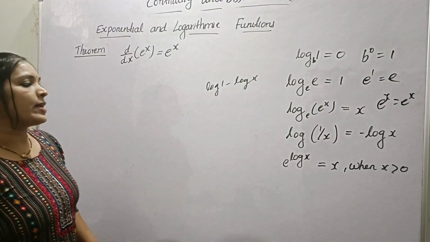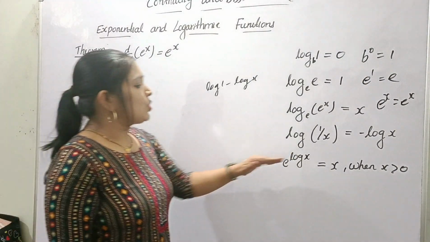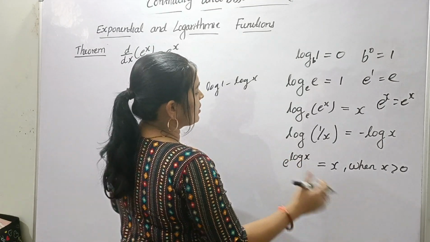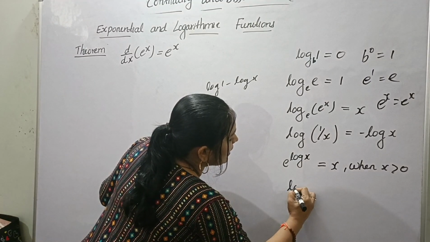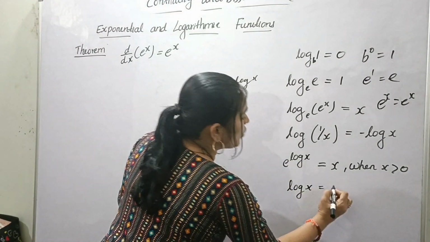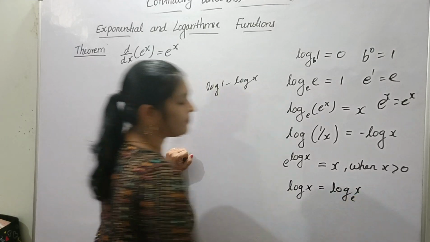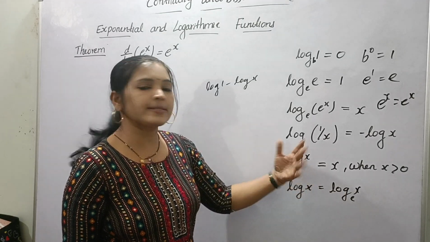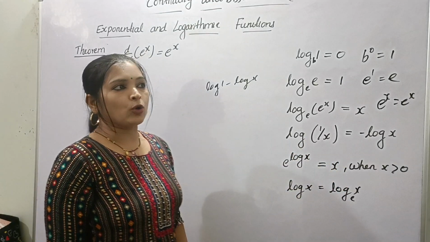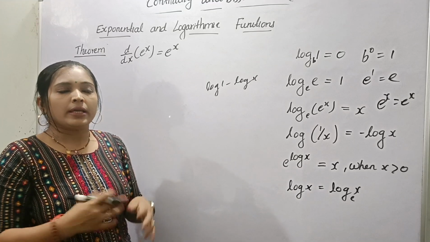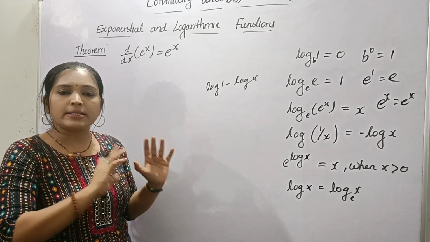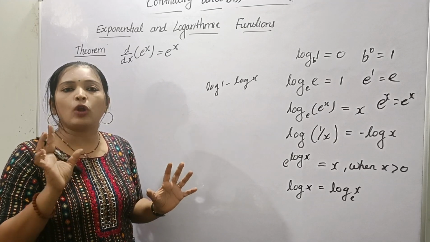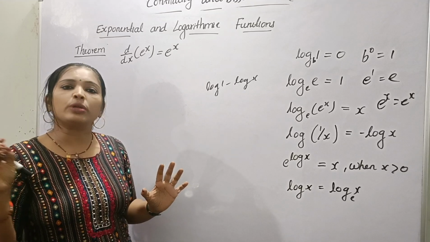And e raised to log x is equal to x. Here also we can first write this in logarithmic expression, that is, log x is equal to log x base e, right? That is the same thing. So when x is greater than 0 — see why x is always greater than 0 here? Because the domain of the logarithmic function is all positive real numbers.